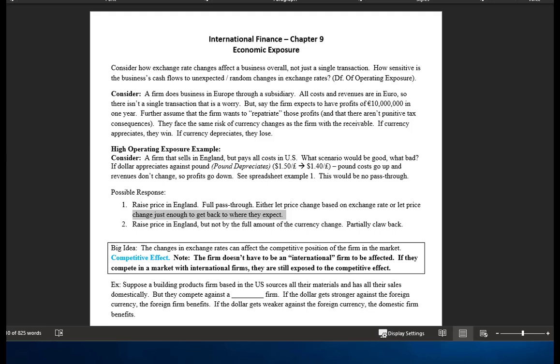Okay, in this series of videos, we're going to take a look at this notion of economic exposure. This is different from transaction exposure, where just by virtue of a single transaction, a sale or a purchase in a foreign currency, you're exposed to changes in the exchange rate. And if they go in the wrong direction, you're hurt. In this case, with economic exposure, we're talking about the exchange rate effects on a business overall. So not just a single transaction, but kind of the whole business, all transactions of the business.